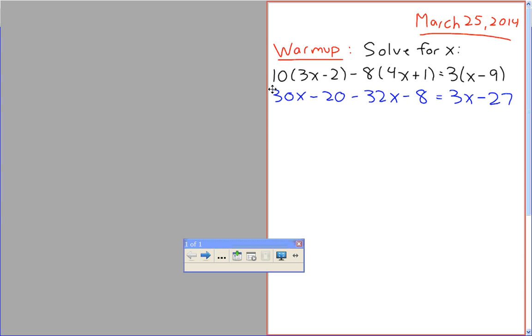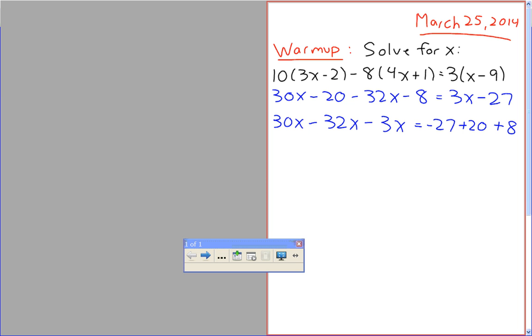Chris, continue. Well, we have to put the like terms together. So x is on the left side. 30x minus 32x minus 3x. Good. And then equals -27 plus 20 plus 8.